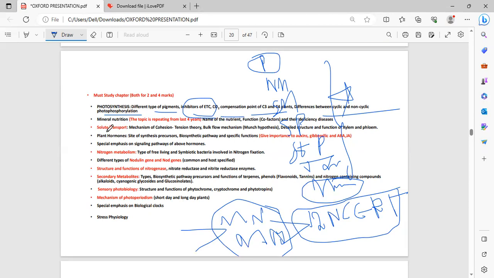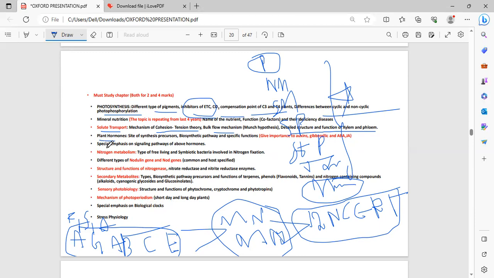After that, transport in plants, that is solute transport, what are the theories, cohesion tension theory and bulk flow mechanism, and detailed structure of xylem and phloem. Coming to the plant hormones, we are all well familiar with plant hormones, that is auxin, gibberellic acid, abscisic acid, and next cytokinins. After that, ethylene. In this, we have to study their functions and signaling pathway, and which are antagonistic to each other. Like that, we have to study each and everything in a comparative way to remember very easily.